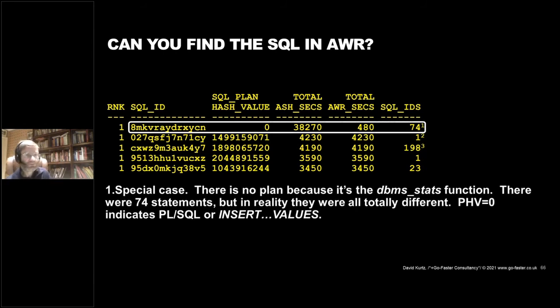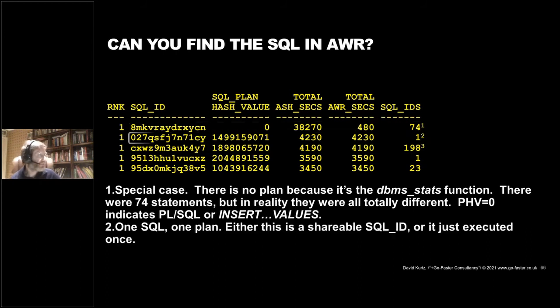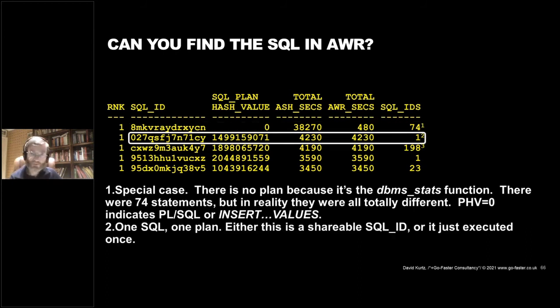Now, this one's a special case. Plan hash value 0 occurs for insert values, and it occurs for PL/SQL. This happens to be DBMS_STATS. So there were 74 different SQL statements that collected stats during this process. That's a special case. This is what you hope to see if the developers use bind variables. I get one SQL statement, and that's the ID and the plan, and it was all captured.